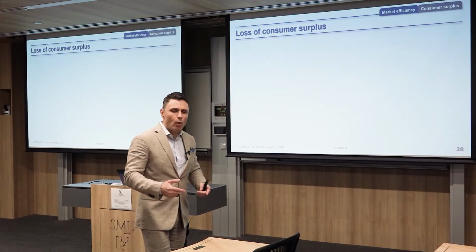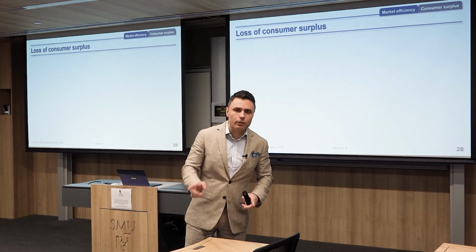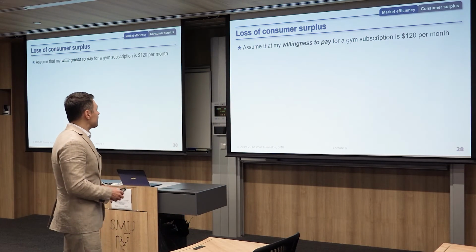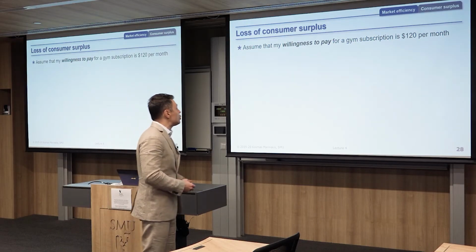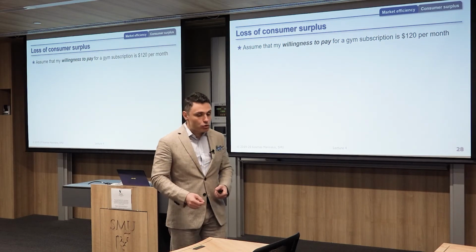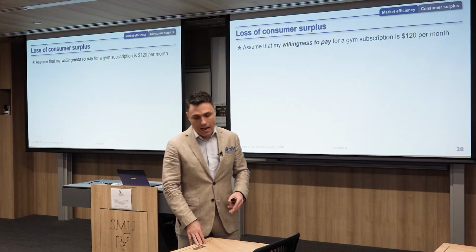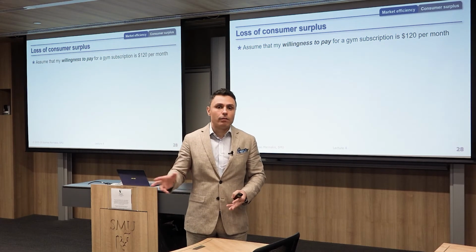All right, so what happens when you lose consumer surplus now? This is a point that students usually confuse. So I would like to discuss it a little with you here. So assume that my willingness to pay for a gym subscription is $120 a month. So that's the maximum I'm willing to pay for a gym subscription.